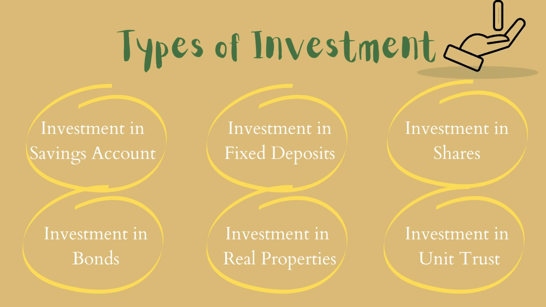There are a lot of opportunities nowadays to put our money and let the money grow. In other words, there are many types of investment alternatives available in the market. The most common investment that an individual will have is to save in a savings account. Next, investment in fixed deposits, shares, bonds, real properties, and unit trusts. All investments must be permissible to gain barakah or good benefits.